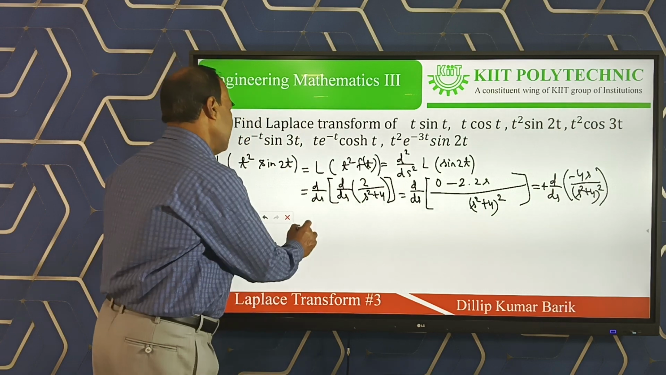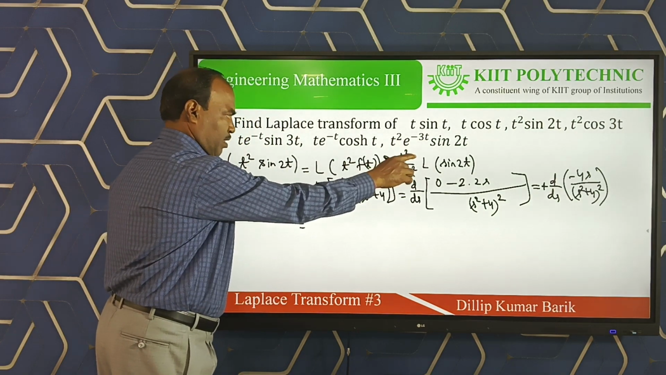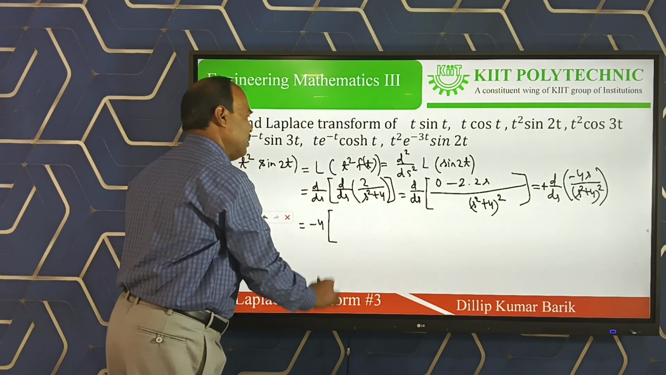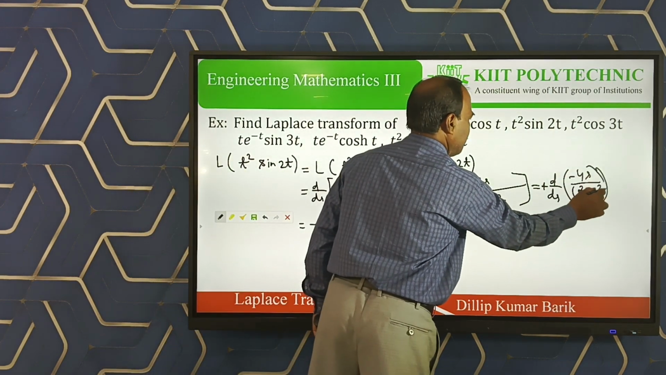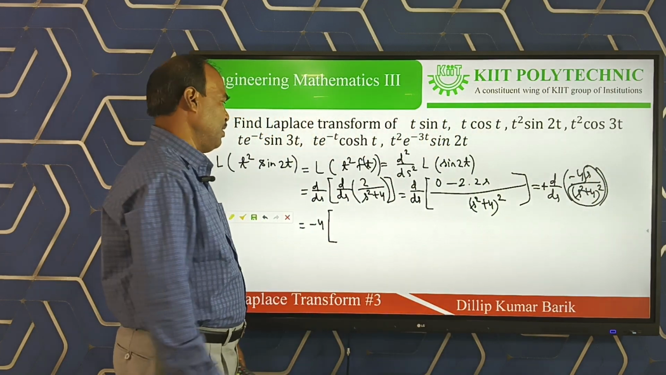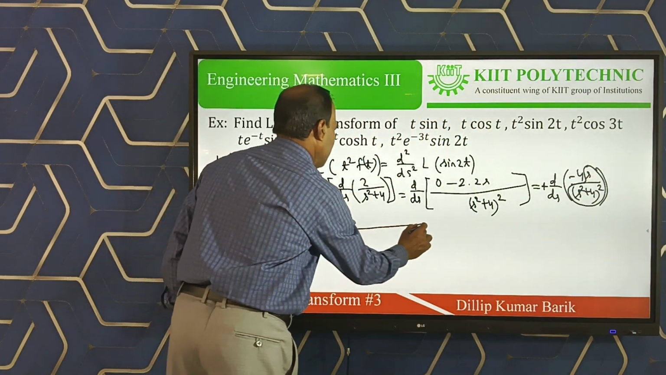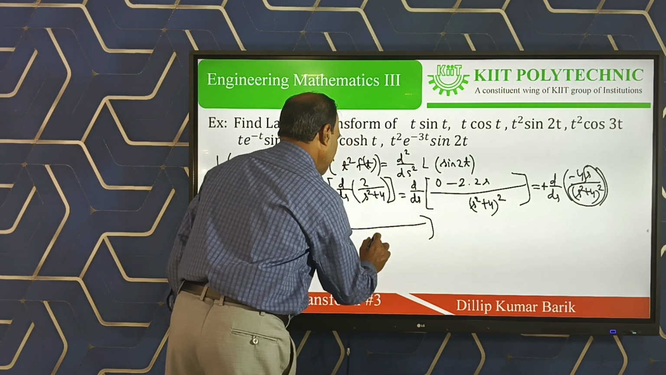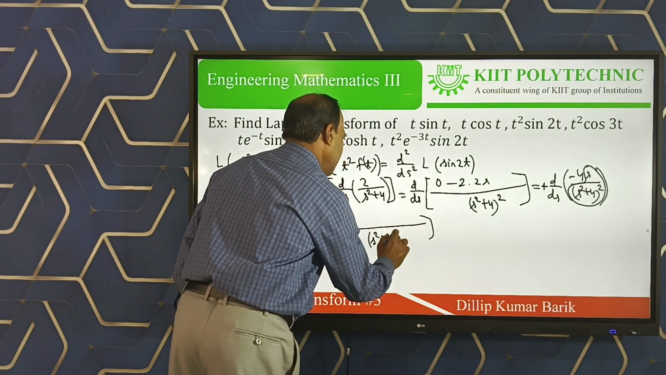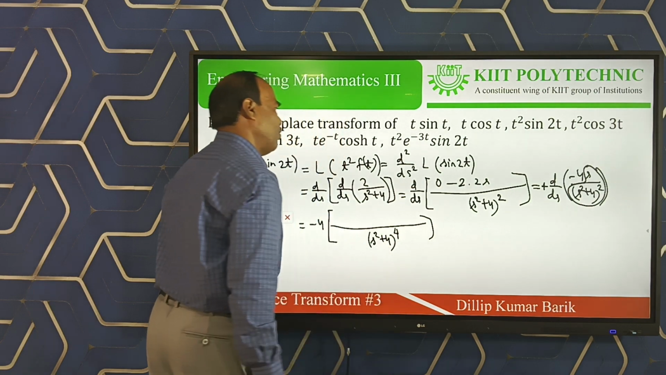Clear? So again, in this case minus 4 is a constant. So again apply the derivative of s over (s square plus 1) whole square, again by u by v, the division formula. Denominator: (s square plus 4) whole square, then whole square, so it will be whole to the power 4.